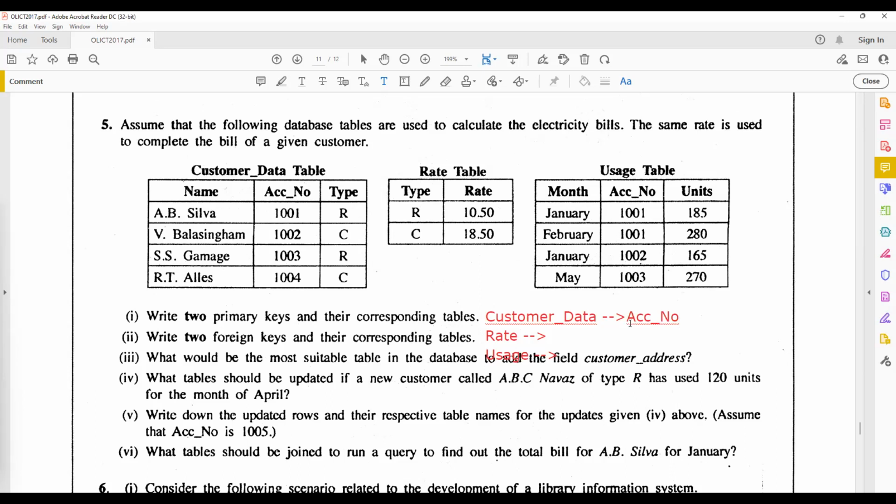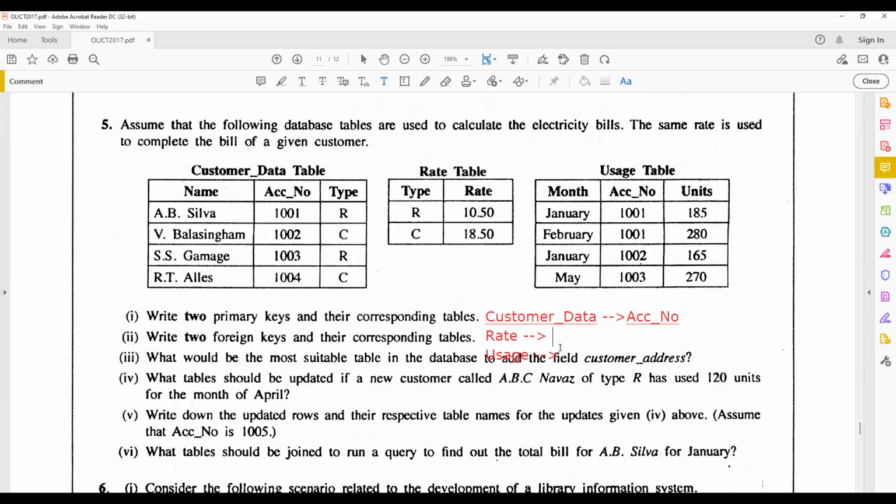Underscore. Now in that exam, they actually looked closely at whether you have done it correctly. ACC underscore number. So they have checked the spellings. Make sure that you do not make any mistakes. So you will get 1 mark each and you will get 2 marks.